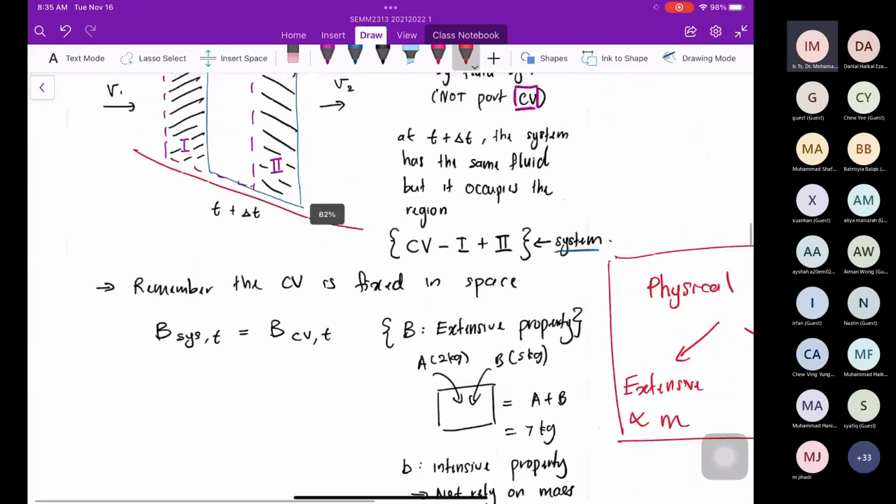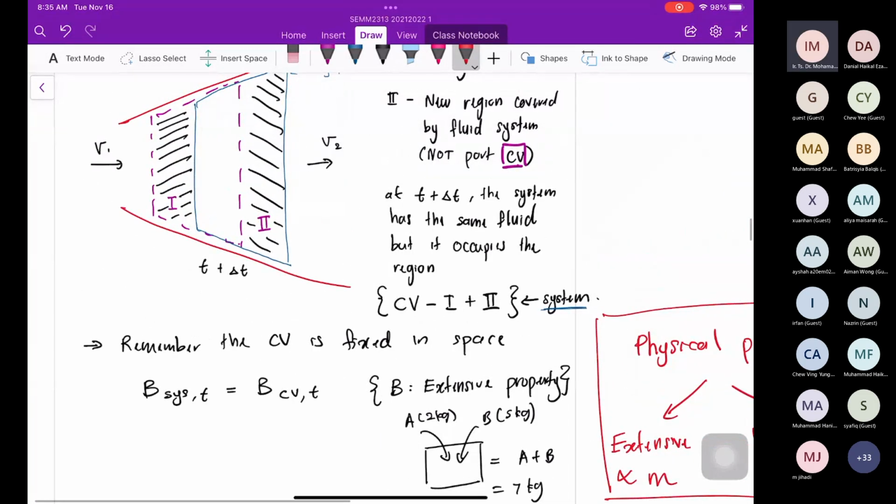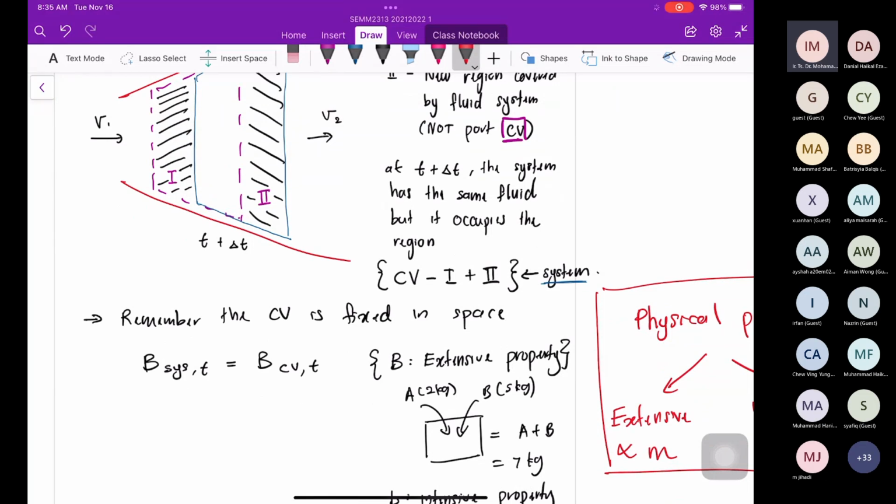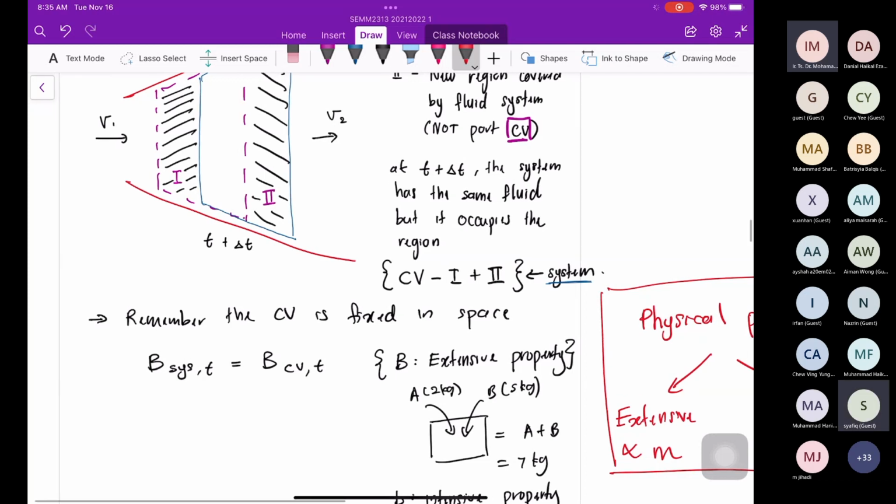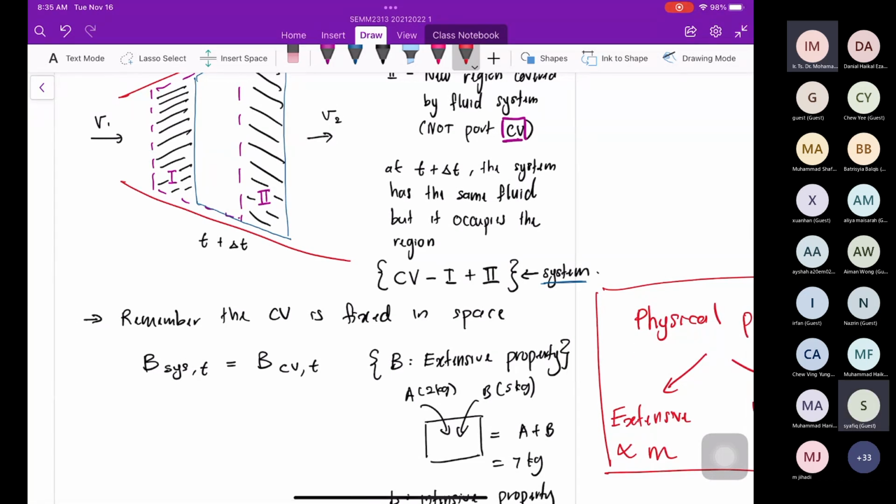So let's take a look. The B, this is the extensive property. Maybe you can say like the volume, or like the mass. Extensive property tu macam dia punya mass, length, volume, size dia. Yes. When you look at it, you try to search for an example of extensive property.